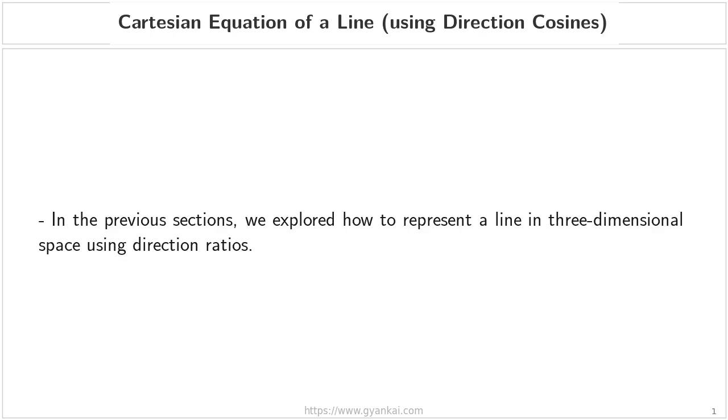Welcome, everyone. To begin today's lesson, let's take a moment to look at our topic, the Cartesian equation of a line using direction cosines. If you have been following along with our previous lessons, you'll remember that we explored how to represent a line in three-dimensional space using what we call direction ratios. While those ratios are very useful, they aren't the only way to describe a line's orientation.